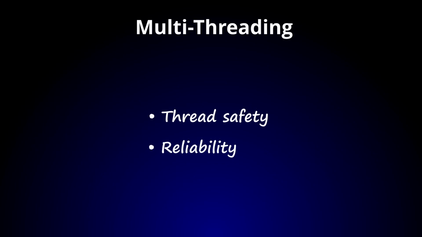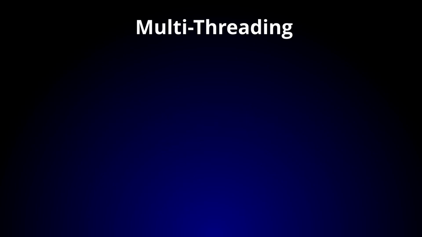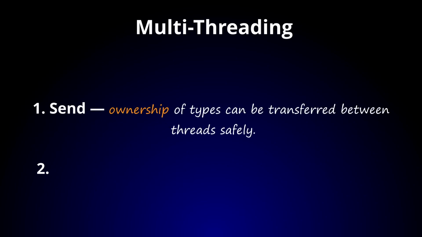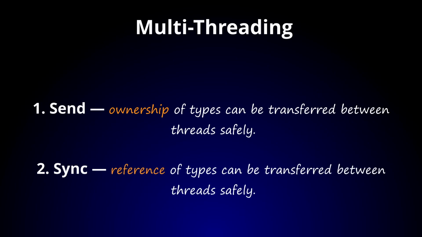In multithreading, thread safety is very important to have reliable execution of the program. For this, Rust uses two marker traits. One we have seen before, which is the send trait. If send is implemented by a type, it denotes that the ownership of those types can be transferred among threads safely. The other is the sync trait. This denotes that the reference of the types can be transferred safely. Most primitive types already implement these traits automatically.